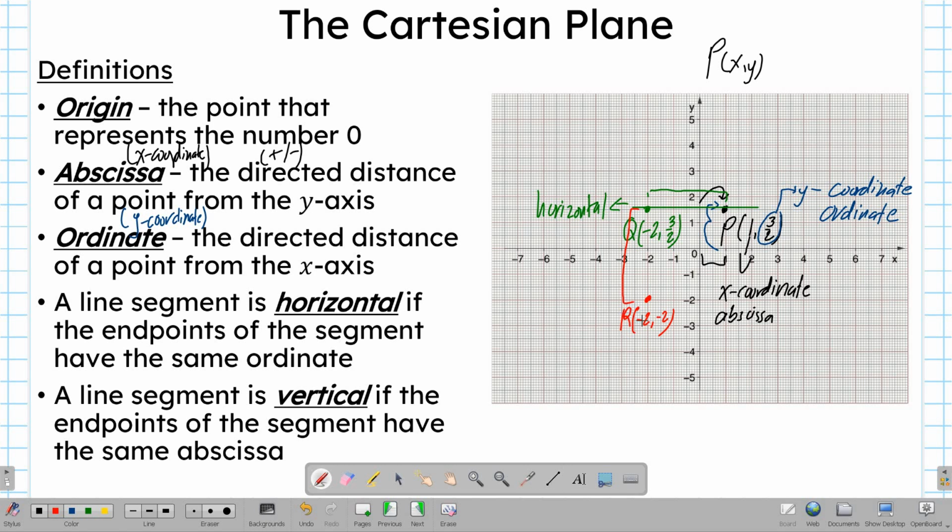At kapag nag-drawing tayo ng line segment, ayan, then we say that this is a vertical line, in this case, a vertical line segment. So now that we're familiar with basic terms, in the next video, we're going to look into 2 important concepts regarding points in the Cartesian plane, the distance and the midpoint.